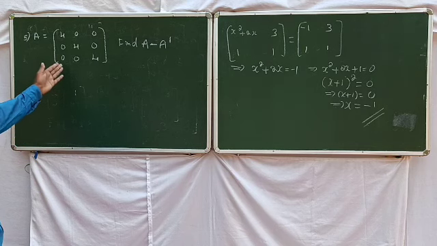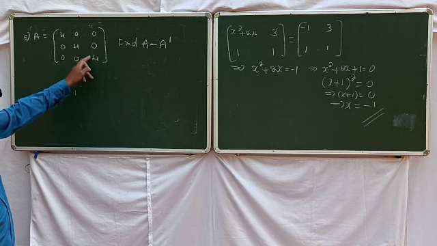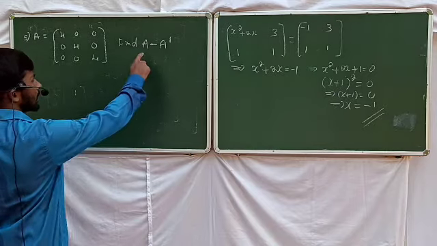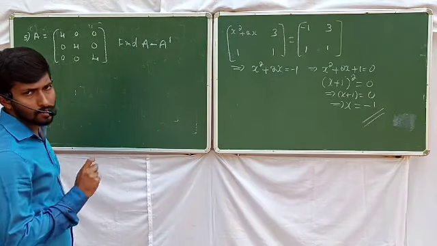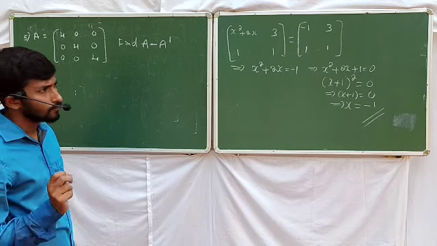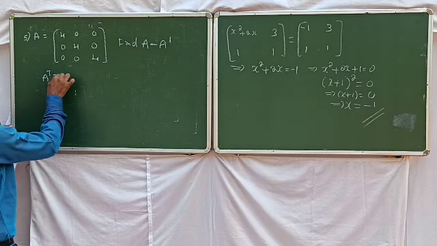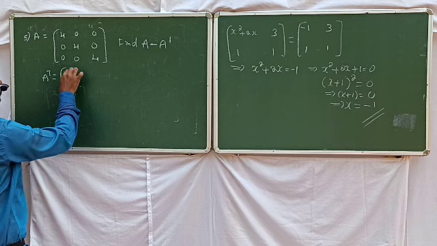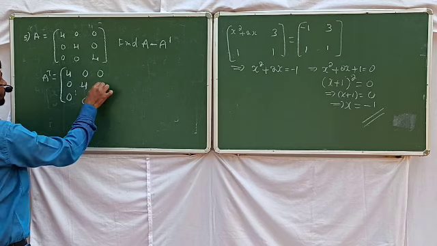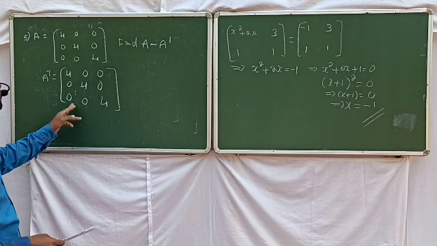Observe matrix A. This is nothing but a scalar matrix, right? A diagonal matrix whose diagonal entries are equal, we call it a scalar matrix. You need to find A minus A transpose. A value is given in the question, but A transpose is not given. So first find A transpose value. A transpose is equal to 4 0 0, 0 4 0, 0 0 4.